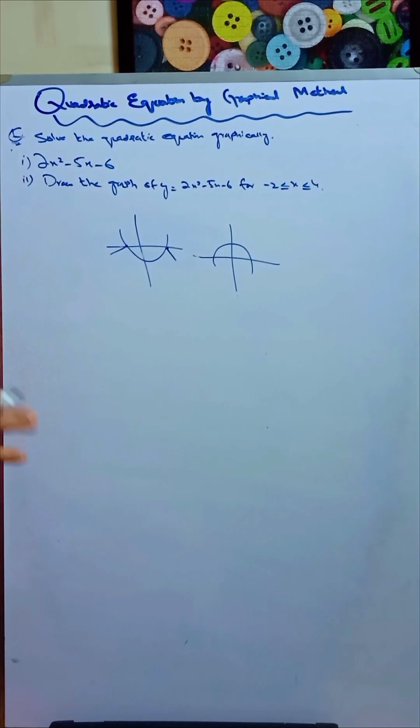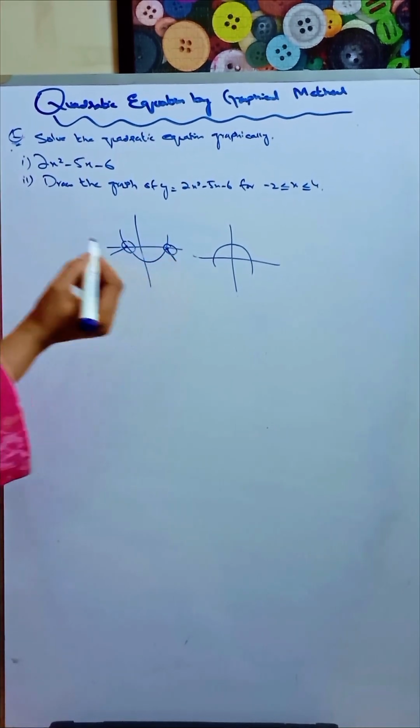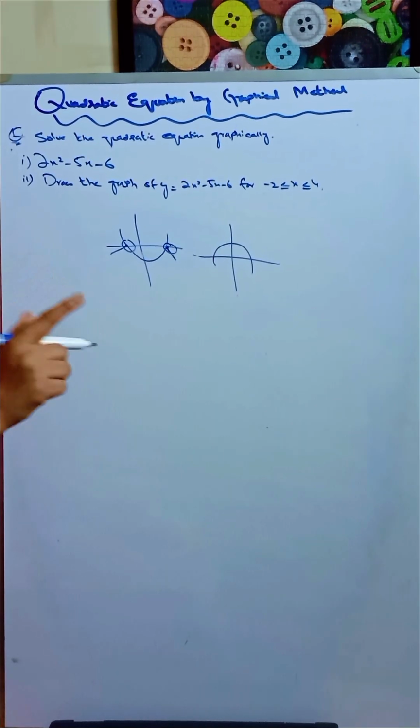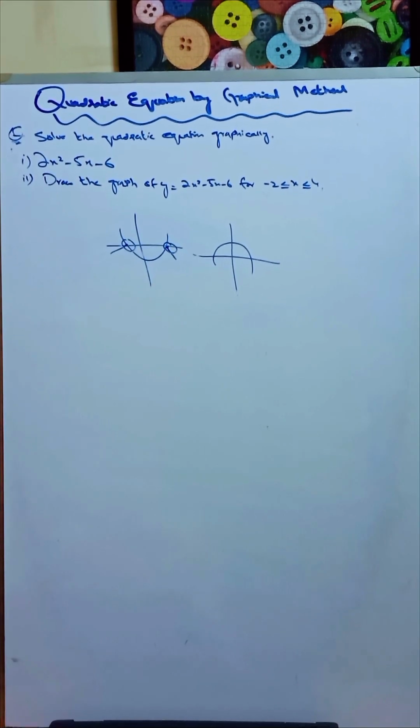Alright, I repeat, whenever you see such a question, we have to find its point of intersection, and for this purpose we will use the completing the square method, not the quadratic formula. It's a main point. So let's begin. First we have to find its x coordinates. Are you ready?